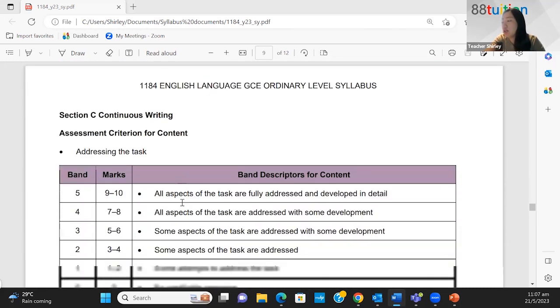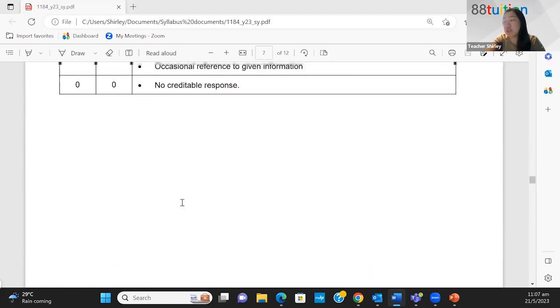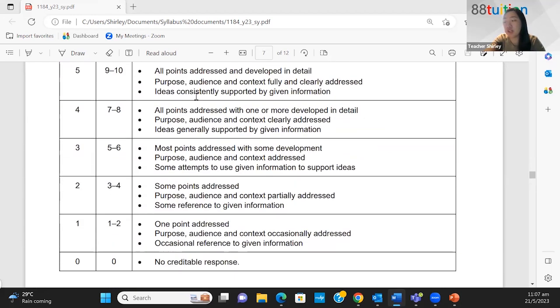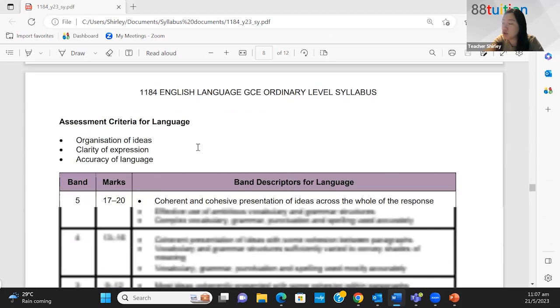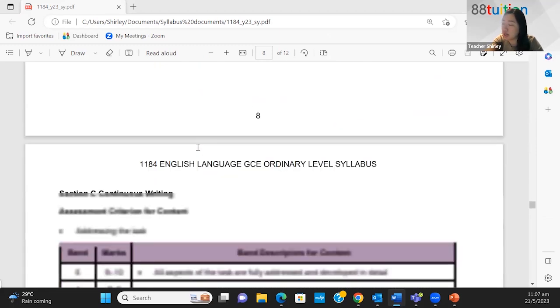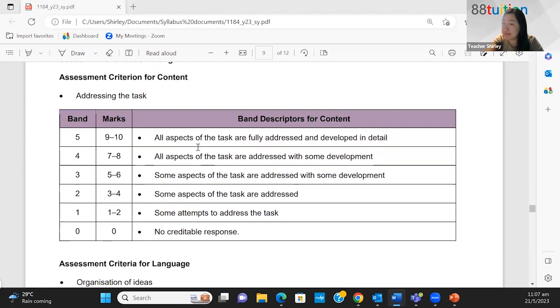Next one. Situation writing and continuous writing are different in terms of the marking scheme for content. Situation writing is mainly on purpose, audience, context, and all. But for continuous writing, the content part is 10 marks. So it's out of 30: 10 marks go to content, 20 marks go to your language.